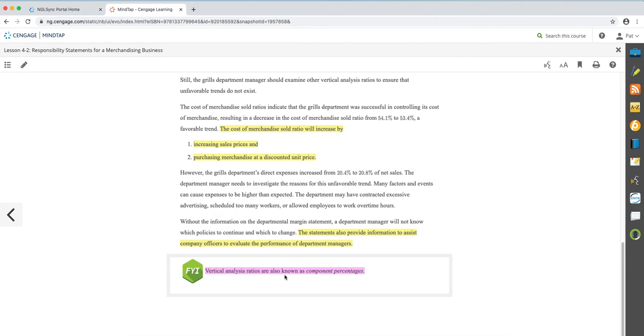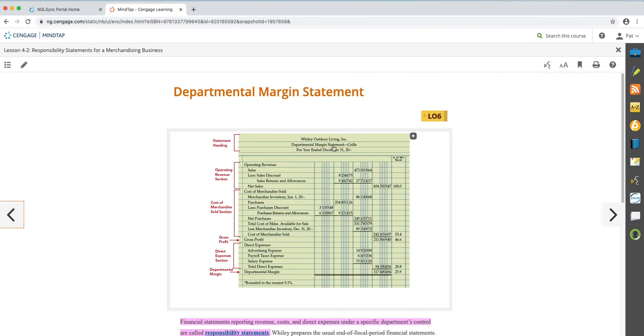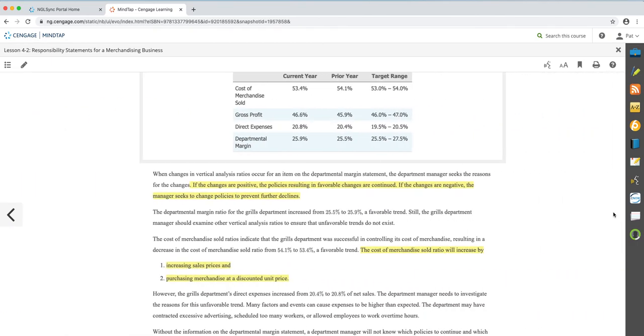Vertical analysis down here. This is what I was talking about. It was component percentages last time. So that's what we're looking at. We're going to get this information, and we're going to go through it by figuring out your departmental margin. You're going to get these margins by dividing by net sales, and it's very, very similar to our income statement.